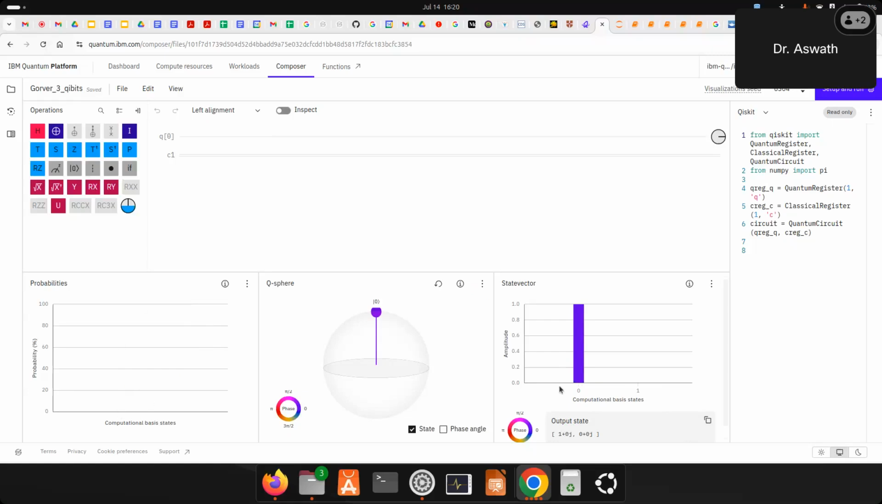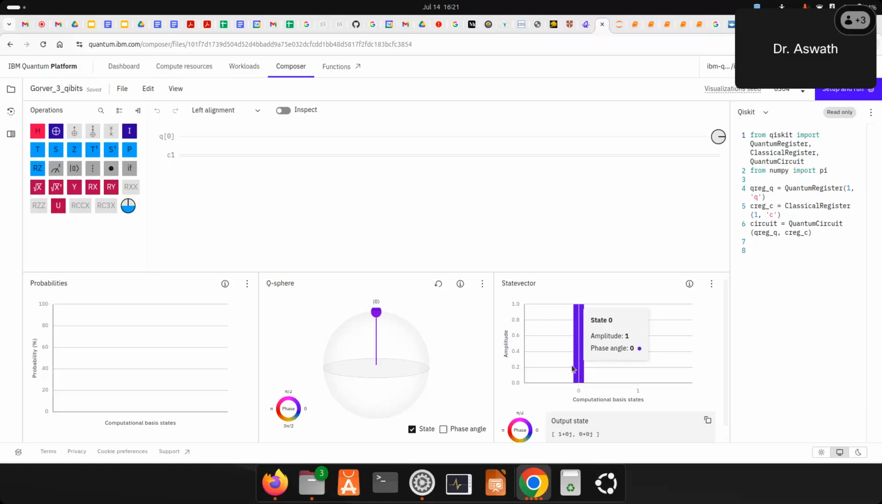Now you see the zero bit is pointing in the north. Don't confuse this sphere with a Bloch sphere. It is just like a Bloch sphere, but it is called a Q-sphere. It even allows you to show geometrically a higher-dimensional quantum system, like a 2-qubit system. So it is slightly different, but we can still use this to understand. Say the zero bit is pointing towards the north. Now I want to convert 0 to 1.